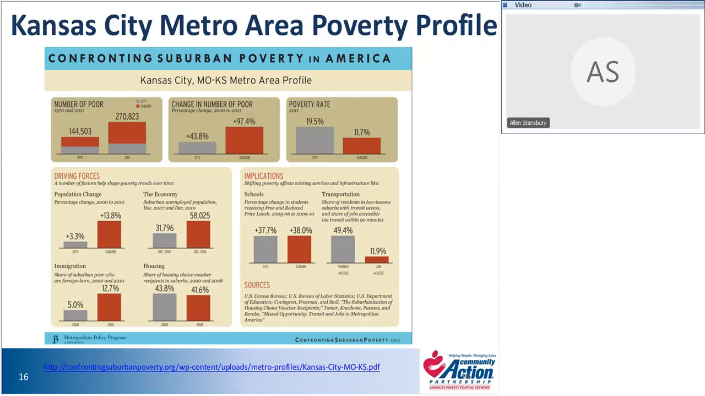I wanted to start off with where we are getting this information. This particular slide is the metro area poverty profile. It's from ConfrontingSuburbanPoverty.org, and that's just a compilation of all the statistics that they came up with in one presentation. We'll be going back to this slide later on.